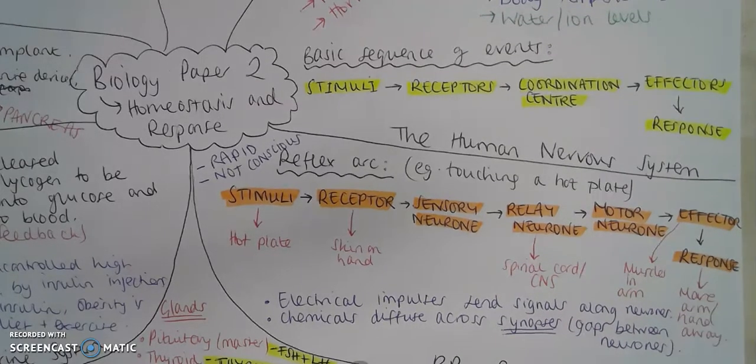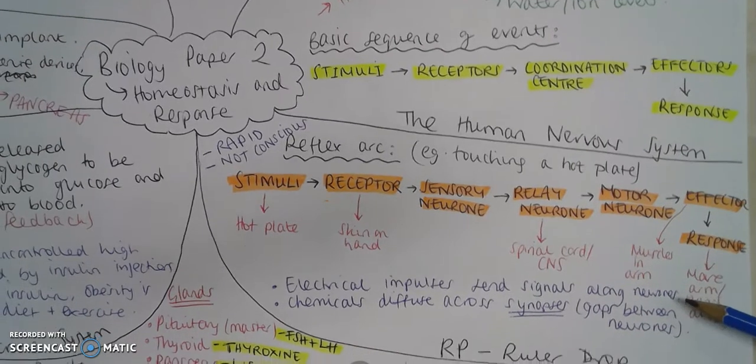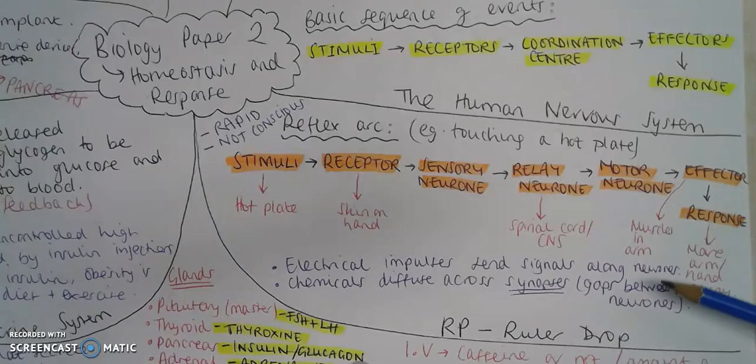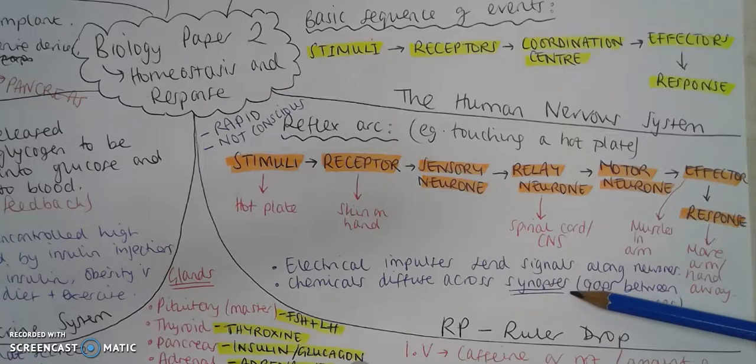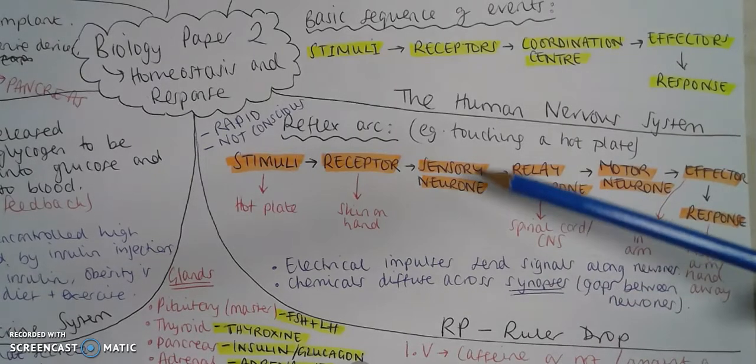Now, when signals are travelling along neurons, they are in the form of electrical impulses. Okay, so electrical impulses travelling along neurons, and when we get to the gaps between neurons, which are called the synapses, what actually happens there is a chemical will be released from the first neuron, or the neuron that the signal was passed along.